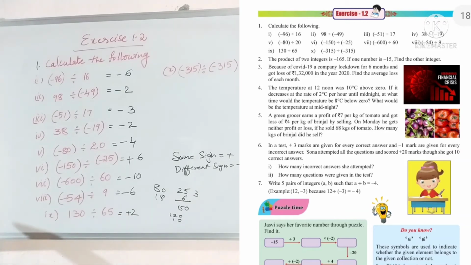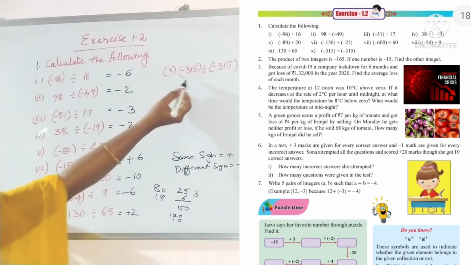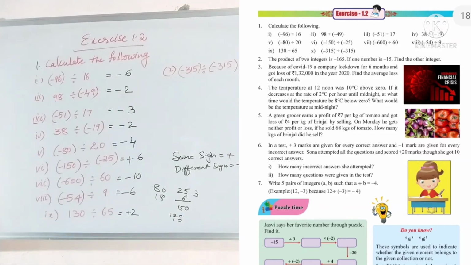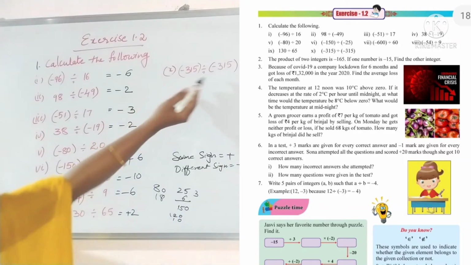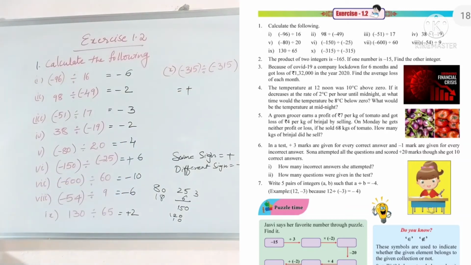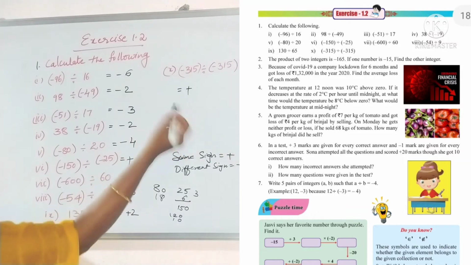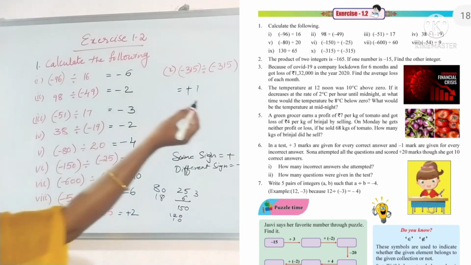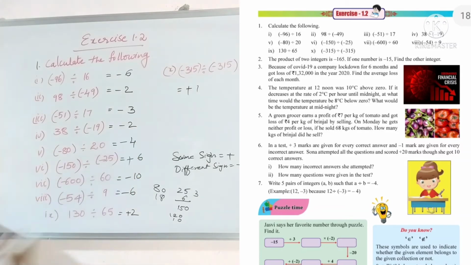And here is our last one. Minus 315 divided by minus 315. Here both the integers have the same sign. So the answer will be plus. Whenever you divide a number by the same number, we get 1 only. Right? So 315 ones are 315. So it is plus 1. So like this we can calculate the division of integers.